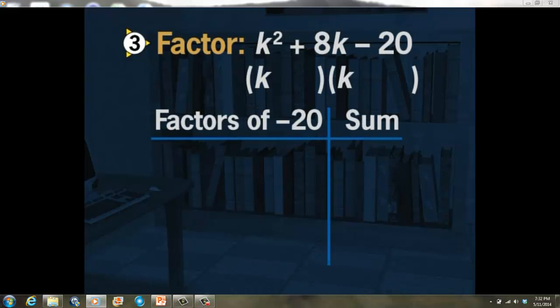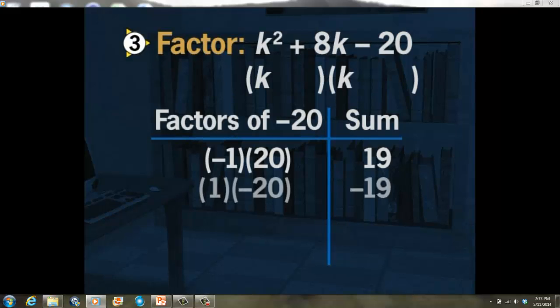In question 3 of your guided notes, factor the expression k squared plus 8k minus 20. The first term in each binomial is k. Now we need two terms with a product of -20 and a sum of 8. Since the product must be negative, we know we should try factors whose signs are different. They could be -1 and 20, but their sum is 19. 1 plus -20 is equal to -19.